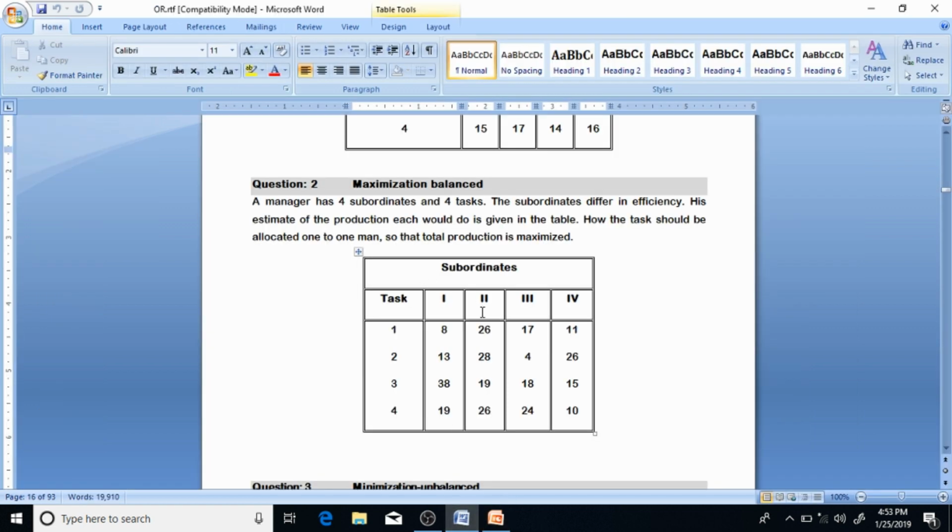See here. If you look at this, what is the big number that you've got? 38, right? In the entire matrix. So from this 38, you have to reduce the whole matrix. For example, 38 minus 8 is 30. 38 minus 26 is 12. 38 minus 17 is 21. 38 minus 11 is 27. 38 minus 13 is 25. 38 minus 28 is 10. 38 minus 4 is 34. 38 minus 26 is 12. 38 minus 38 is 0. 38 minus 19 is 19, 38 minus 18 is 20, 38 minus 15 is 23, 38 minus 19 is 19, 38 minus 26 is 12, 38 minus 24 is 14, and 38 minus 10 is 28. You got the point? So take the highest number in the whole matrix and then reduce the whole matrix from that big number. You'll get a revised matrix.